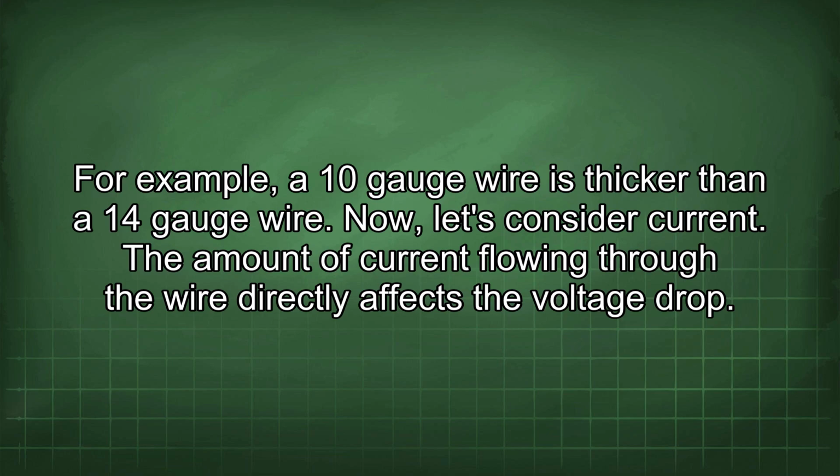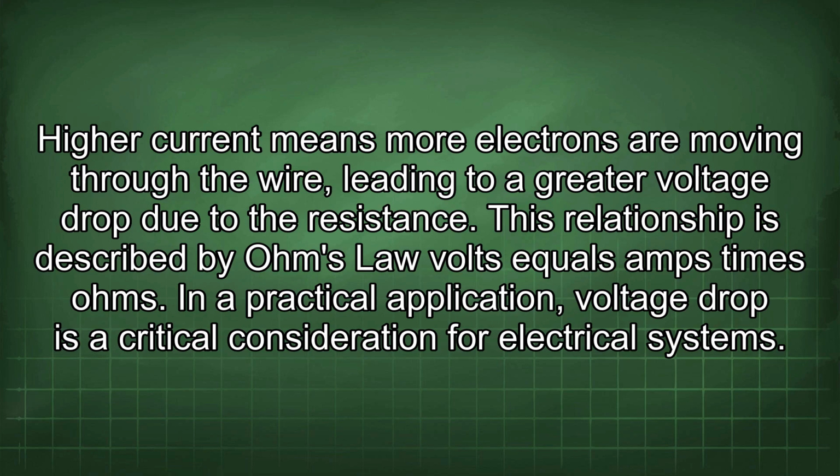Now, let's consider current. The amount of current flowing through the wire directly affects the voltage drop. High current means more electrons are moving through the wire, leading to a greater voltage drop due to the resistance. This relationship is described by Ohm's law: volts equals amps times ohms.